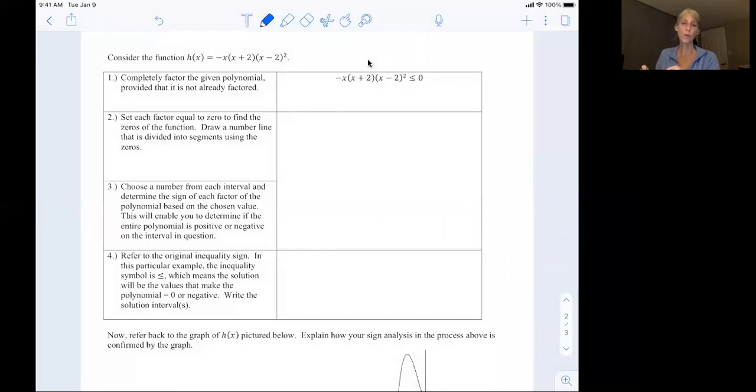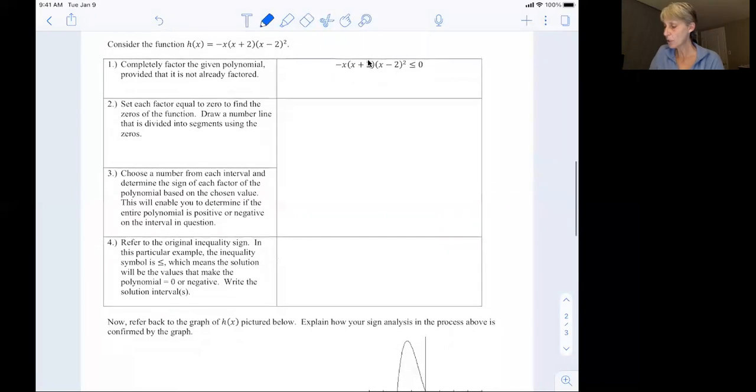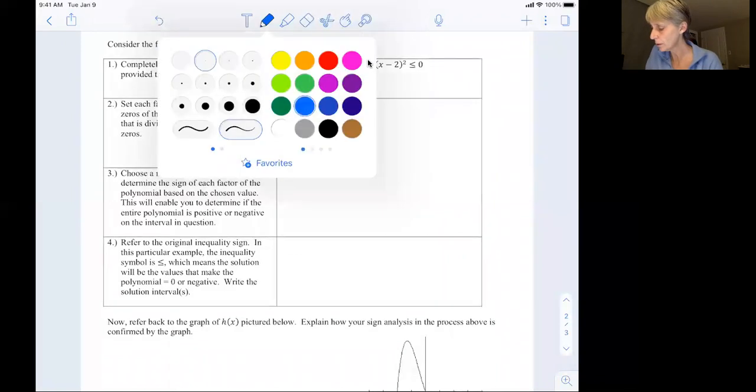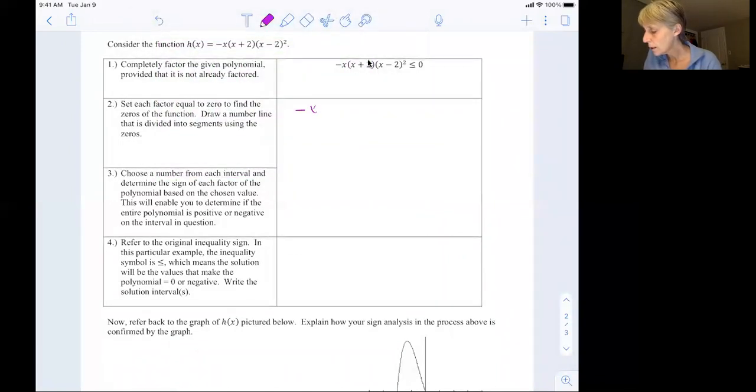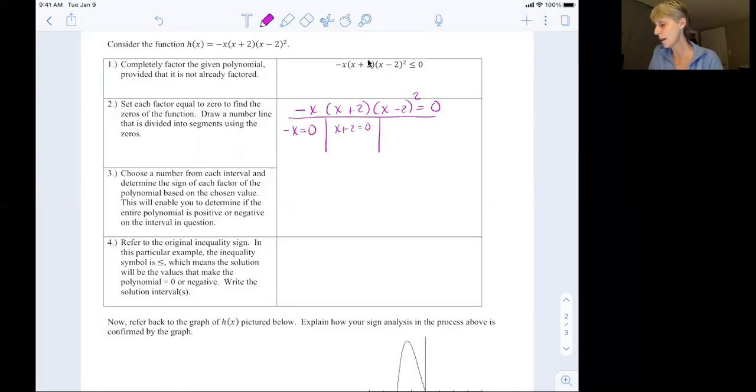And I should have mentioned before, everything's got to be to one side and the 0 has to be on the other. Now we're going to set each factor equal to 0. So now, remember, what I'm going to do is get rid of my inequality sign for just a second and then go back to it at the end. So I have negative x equals 0, x plus 2 equals 0, and this is x minus 2 squared.